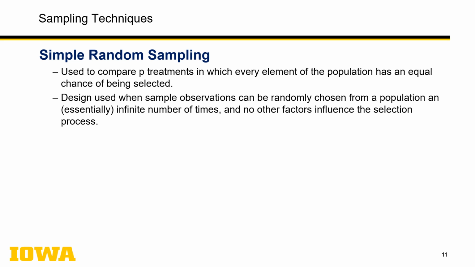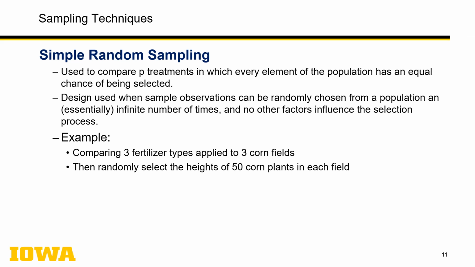So it's a design used when sample observations can be randomly chosen from a population, essentially an infinite number of times, and you don't have any other factors that influence the selection process. So for example, comparing 3 fertilizer types applied to 3 cornfields. You then are going to randomly select the heights of, say, 50 corn plants in each field. Again, how you do that in terms of the randomization process, there's probably some tricks to that, but you can imagine some. We discussed earlier how you could just go out with a blindfold on and just pick the first 50 that you touch.